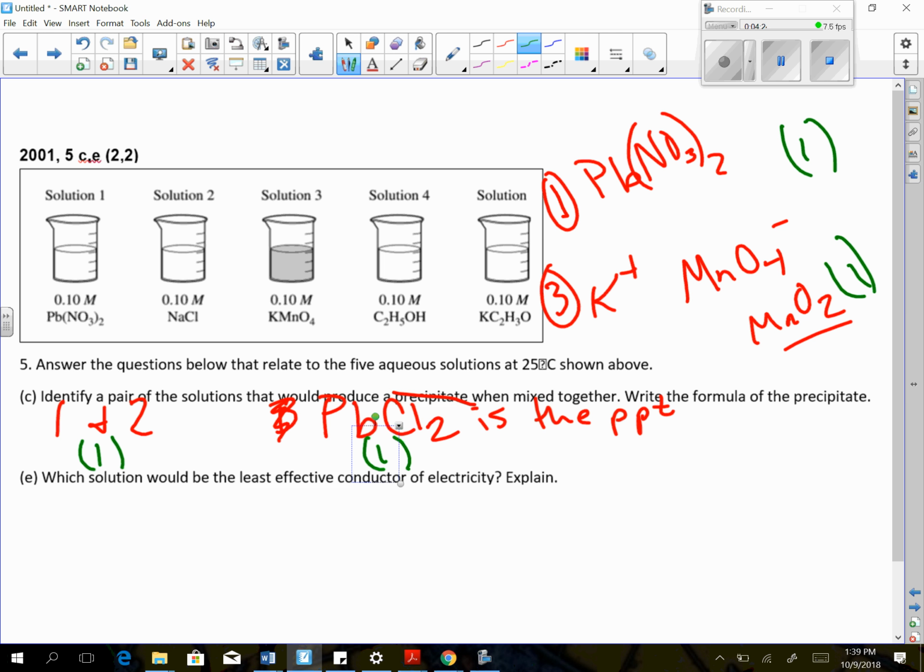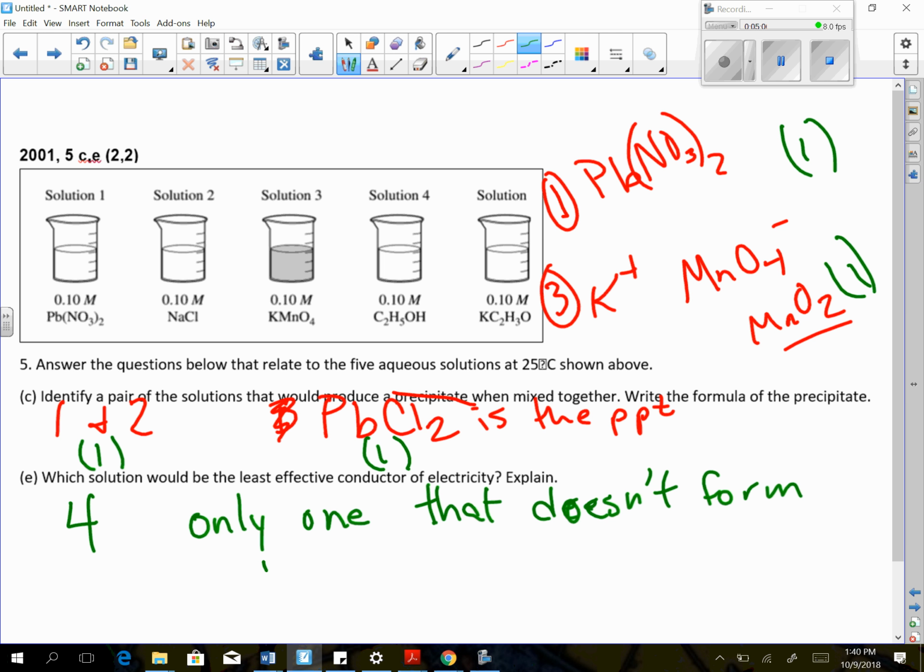Which solution would be the least effective conductor of electricity? Solution number 4. Solution number 4 is the right answer. Why? It doesn't have a group 1 or ammonium or nitrogen. Yeah. It's actually the only one that doesn't form ions. All the rest are ionic compounds.